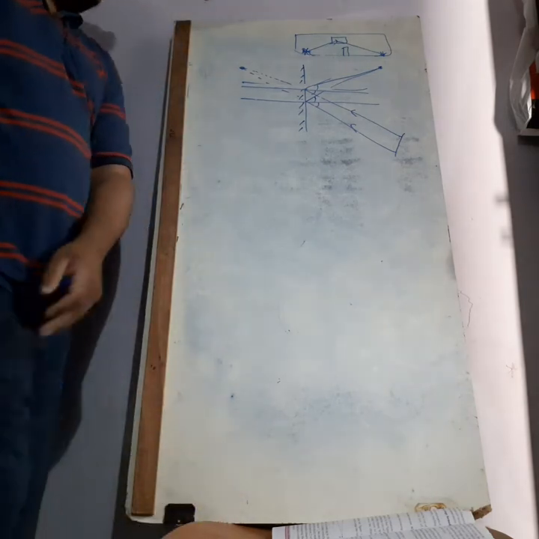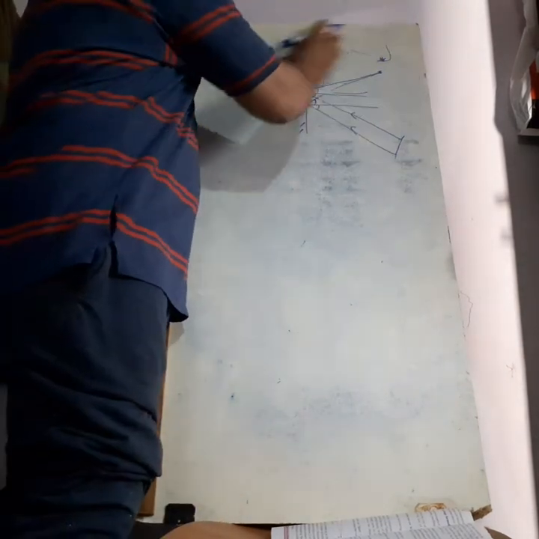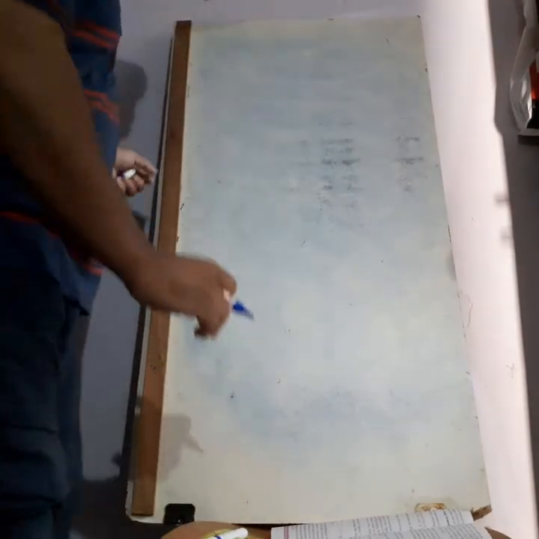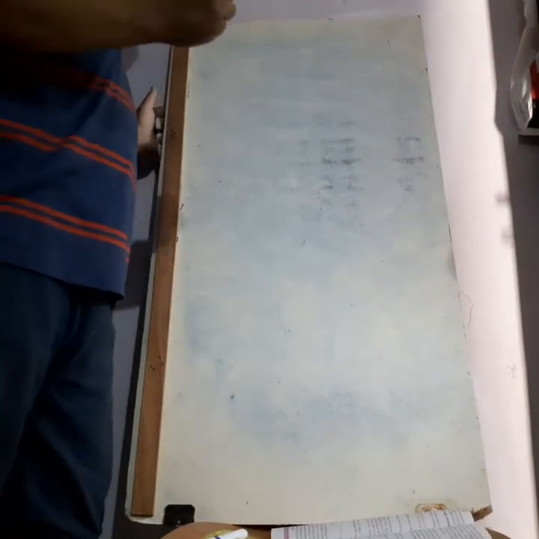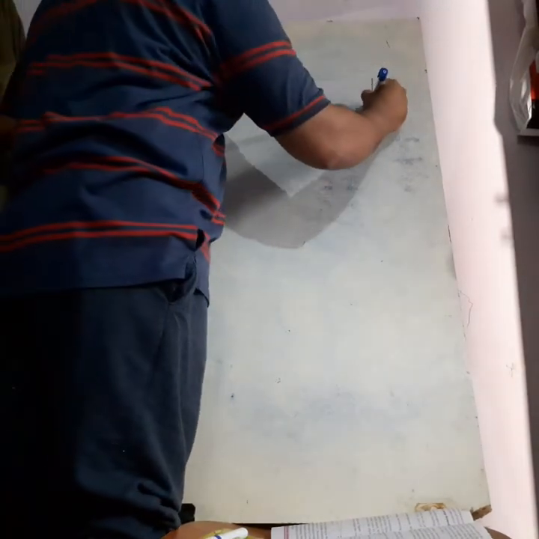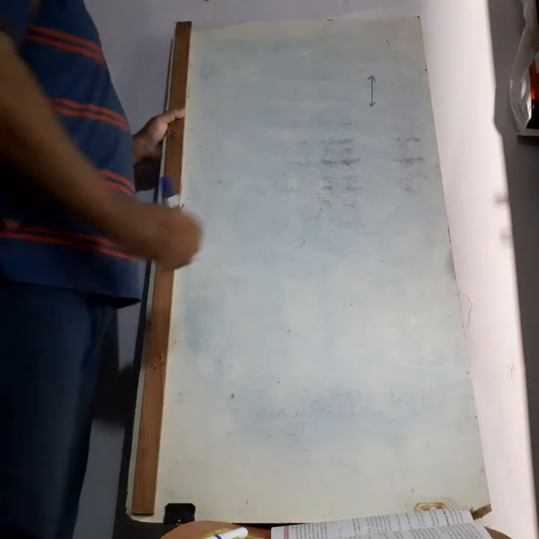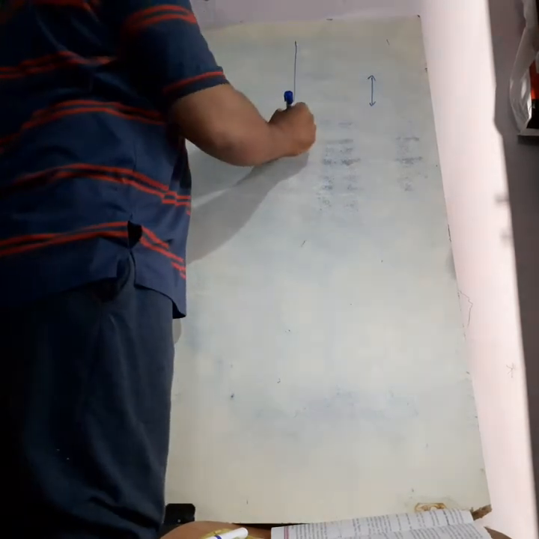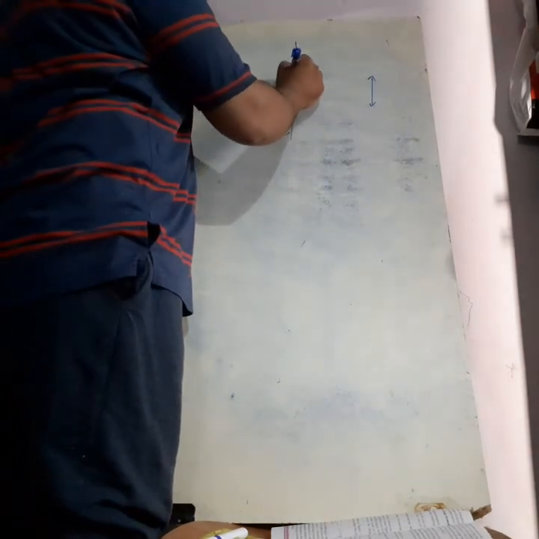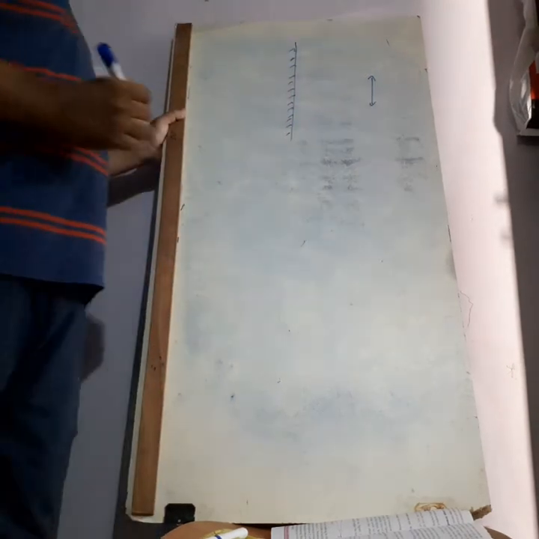Next, the second situation. I said I am taking a point size image; then I am taking an object with a particular height, something like this. See here, this is your plane mirror.